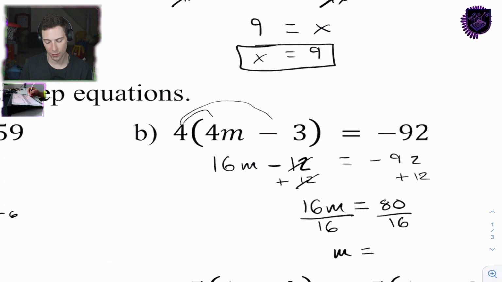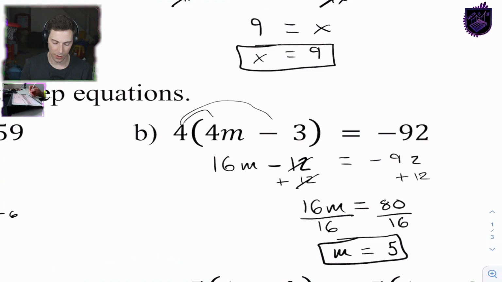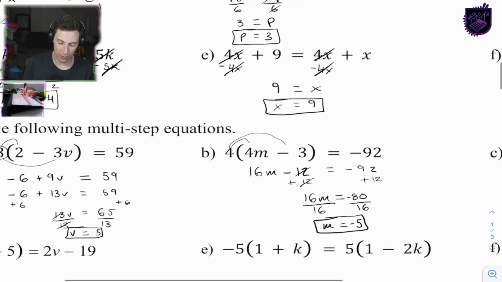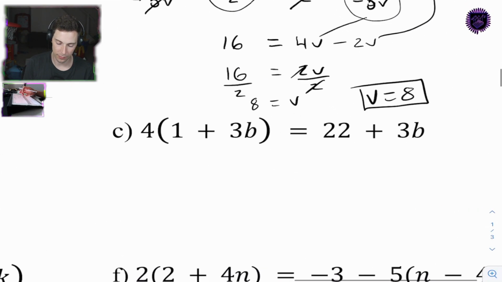M will equal 5. 5b. Oh, negative 80, negative 5. Negative 92 plus 12 is negative 80. Yeah, okay. Negative 5. Important to check your work, check your answers, catch your mistakes.